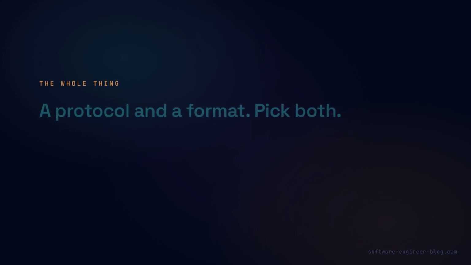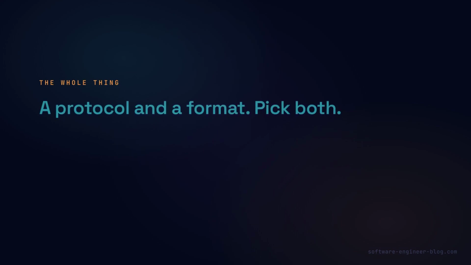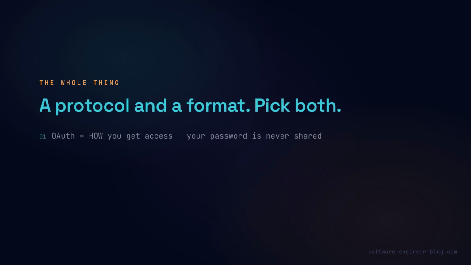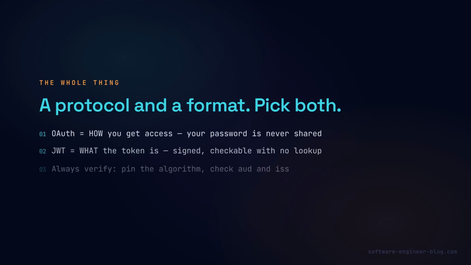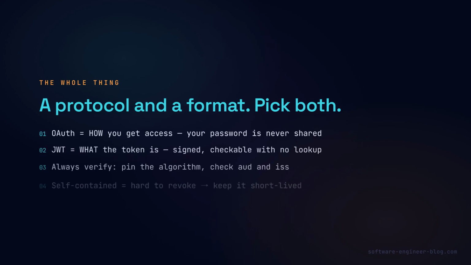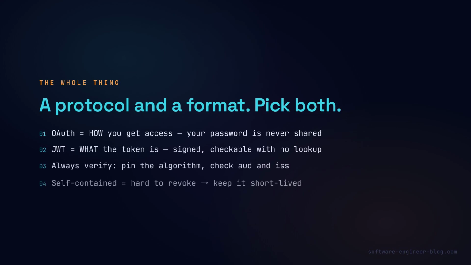So the whole thing in 4 lines. OAuth is how an app gets permission without ever seeing your password. A JWT is what a permission slip can be shaped like, signed, self-contained, checkable with no lookup. Decoding is not verifying. Pin the algorithm and check who the token was meant for. And self-contained means hard to take back, so keep it short-lived.